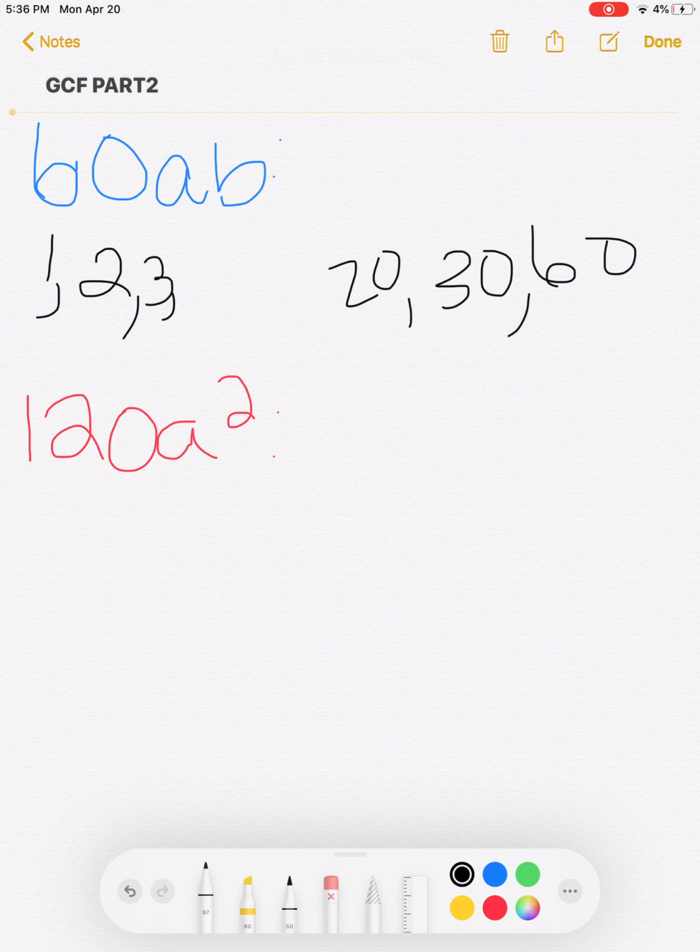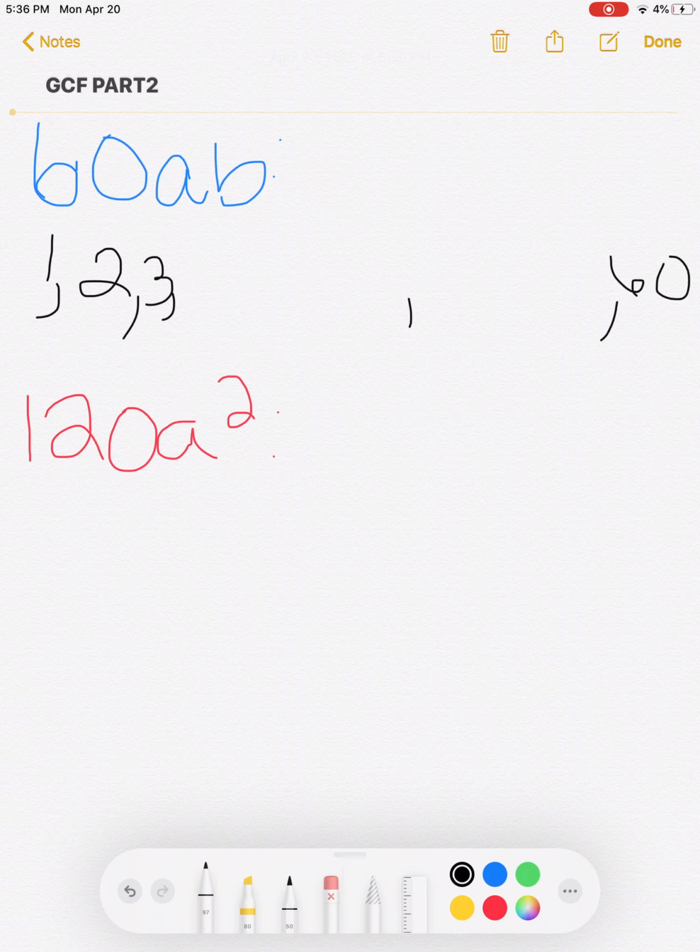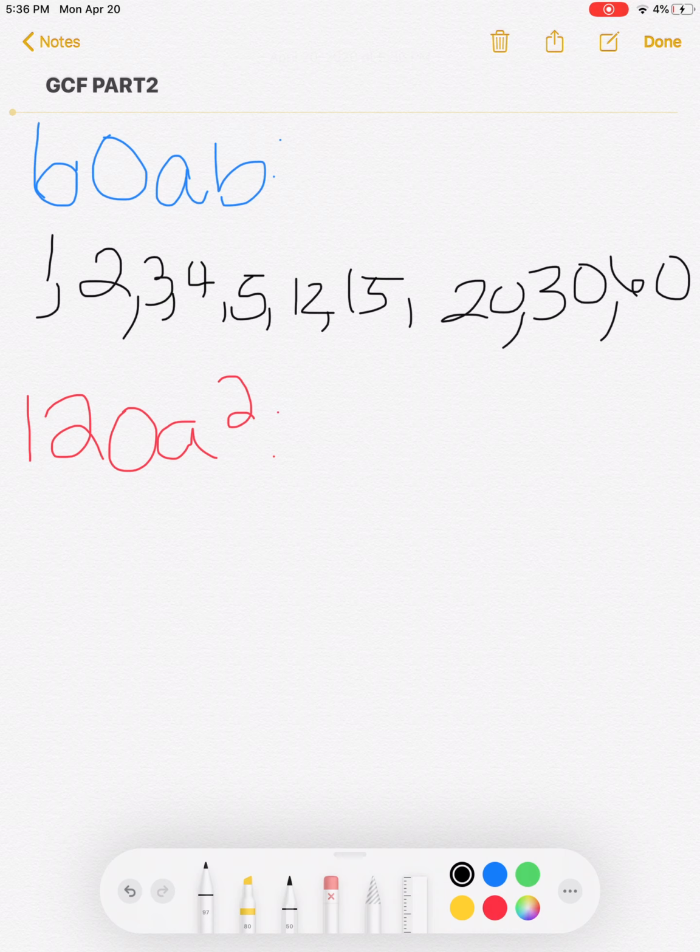I'm going to run out of space. Let me fix this. I had 60, I had 30, I have 20, okay. I could multiply 4 times 15. I could multiply 5 times 12. I could multiply 6 times 10. I'm going to squeeze that one in. 11, and then they start to repeat. So those are all of my factors of 60. And then don't forget we have our A and our B. And then I'm going to do the same thing for 120.